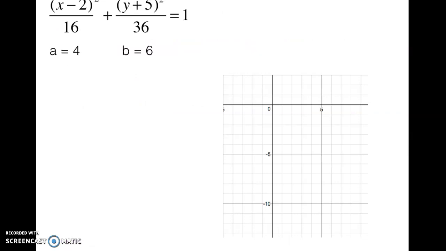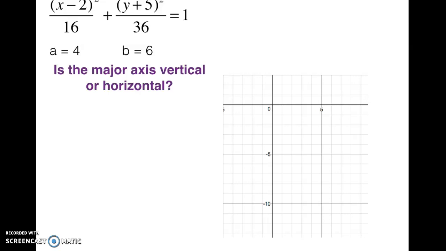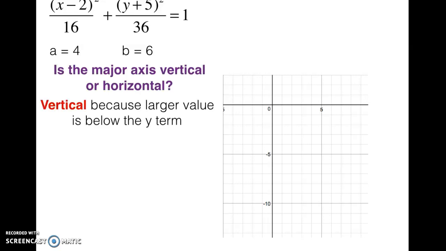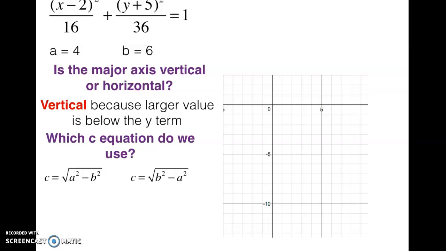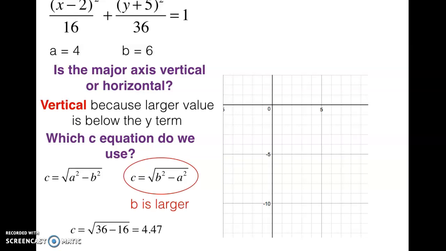Okay. When I am graphing, I need to determine my a value and my b value. A is the square root of 16 and b is the square root of 36. Is the major axis vertical or horizontal? Since b is larger than a, it's going to be vertical. Which c-value equation do I use? Between the two c-value equations, I need to use the one where b squared minus a squared because b is larger. I need to calculate my c-value because those are going to be the focal points that go on my graph. So I have the square root of 36 minus 16 is 4.47.